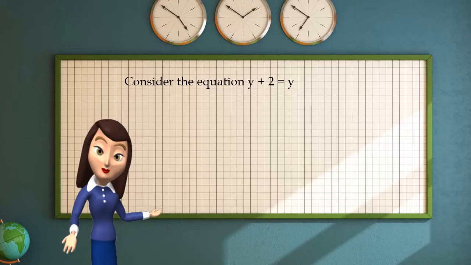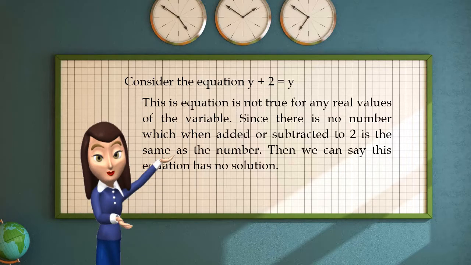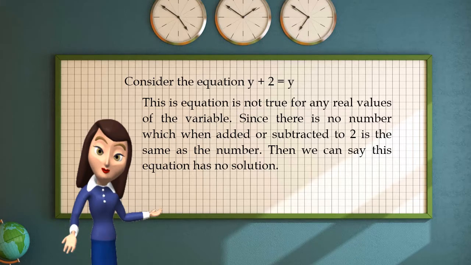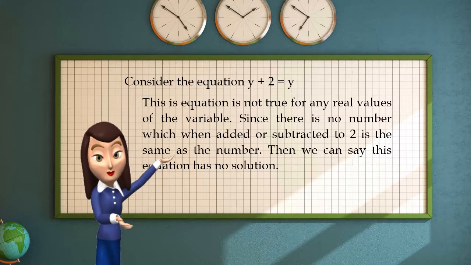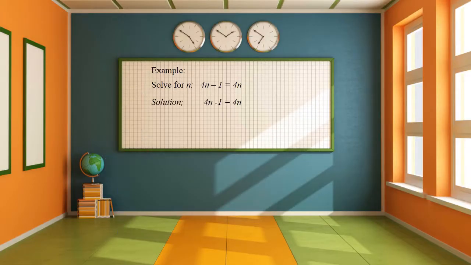Consider the equation y plus 2 equals y. This equation is not true for any real value of the variable. Since there is no number which when added to 2 is the same as the number, we can say this equation has no solution. Solve for n: 4n minus 1 equals 4n. Solution: 4n minus 1 equals 4n. Transpose 4n to the left side and 1 to the right side and change the sign into negative. The answer is 0 is not equal to 1.